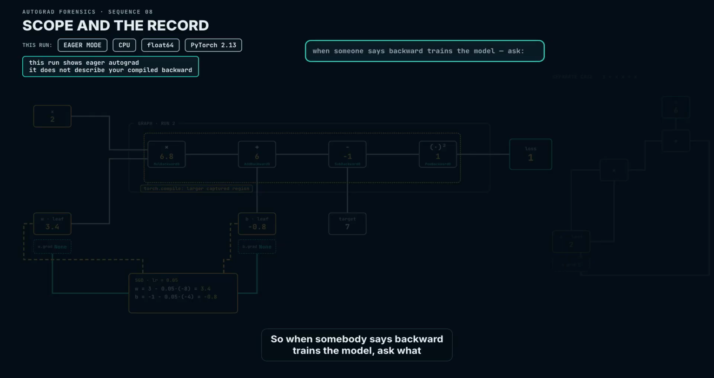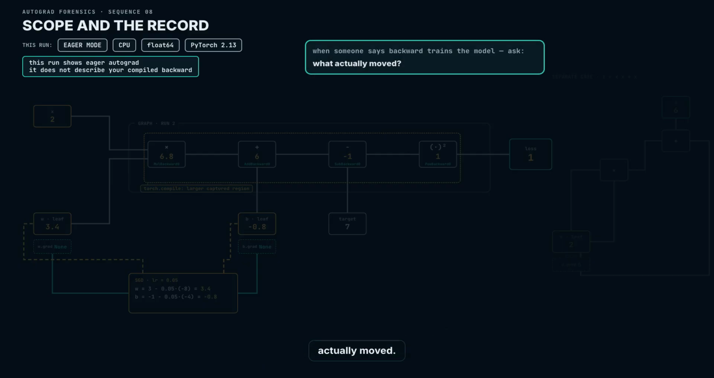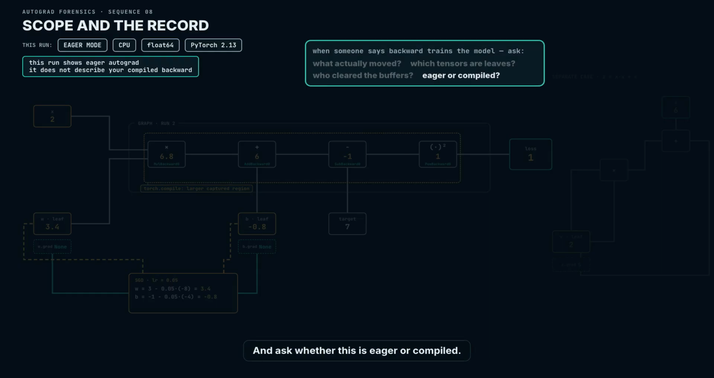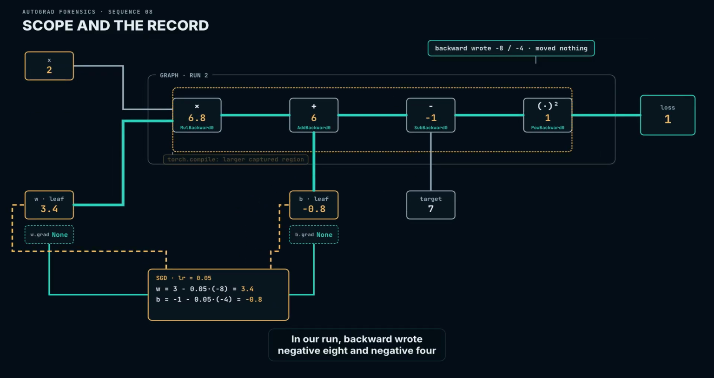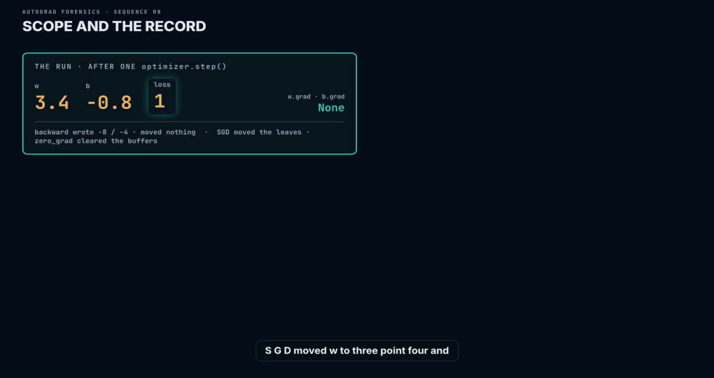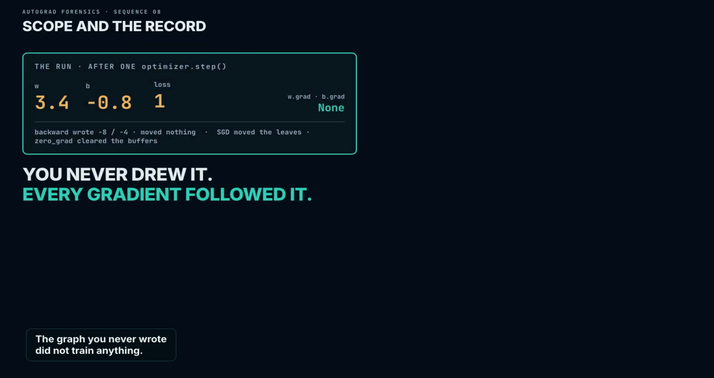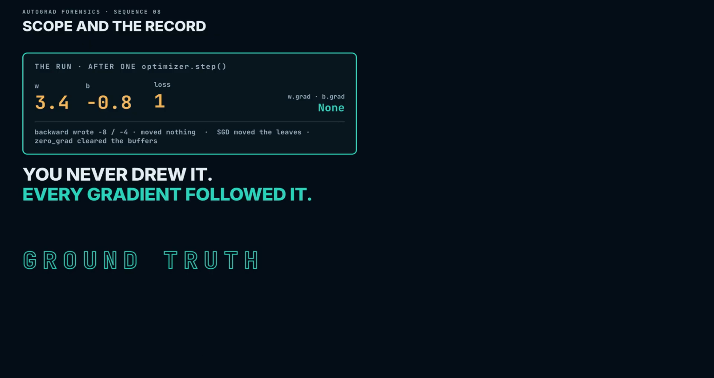So when somebody says backward trains the model, ask what actually moved. Ask which tensors are leaves. Ask who cleared the buffers. And ask whether this is eager or compiled. In our run, backward wrote -8 and -4 into two leaves and moved nothing. SGD moved w to 3.4 and b to -0.8. The next loss fell to 1. The graph you never wrote did not train anything. It handed the optimizer a number. The real question isn't what backward does to your weights, it's what it writes down and who reads it next.